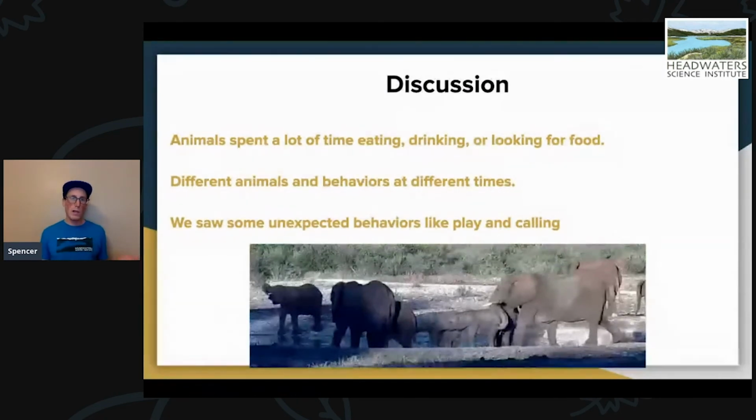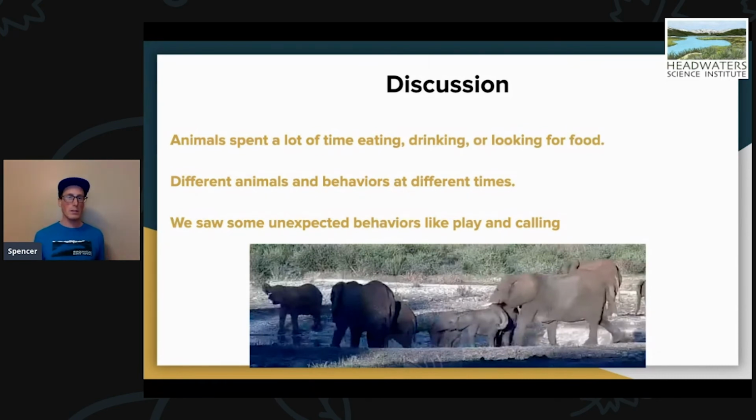So kind of what does it all mean? I learned through this project that animals spend a lot of time every day just eating and drinking. If I think about my day, I maybe spend 2 or 3 hours a day eating because I have a refrigerator and can go to the store. But many of these animals don't. And an elephant has to eat a lot of grass throughout the day.